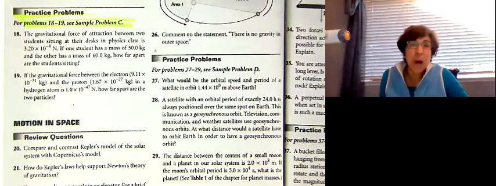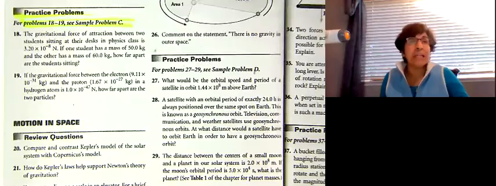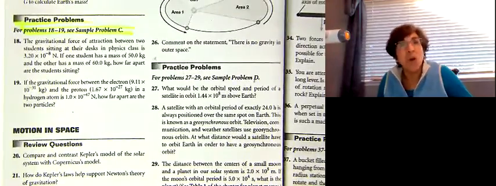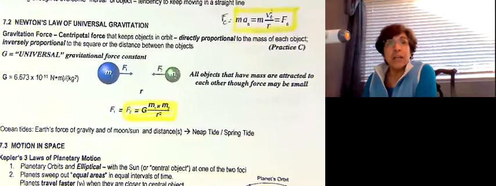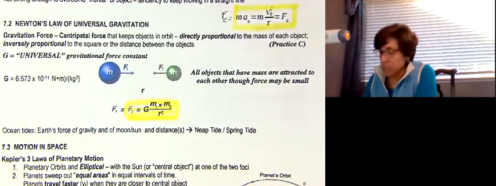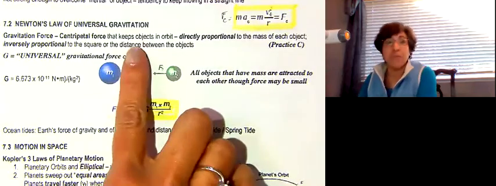In this short video, I'll be doing the preparation problems in Chapter 7 for Practice C. These are on page 264, number 18 and 19. Before we do that, I want to make sure you guys review. This is from the summary page for Chapter 7, and that is Newton's law of universal gravitation.